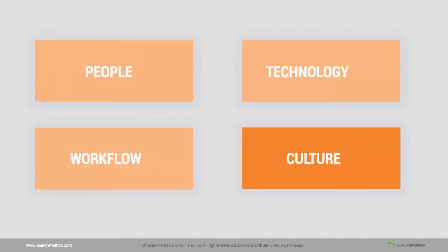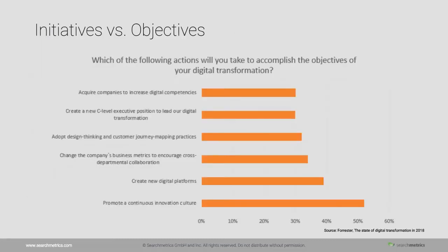Okay, then we come to our last but very, very important pillar, because from my experience, one of the most important ones as well, because this goes along with people. If you, as a company, create the right culture, then people, no matter if they're digital or not, are able to do some awesome stuff. So this is something where companies really try to accomplish the objectives of the digital transformation. And the biggest one is to promote a continuous innovation culture. And it's all about communication here as well, but then walk the talk as well.